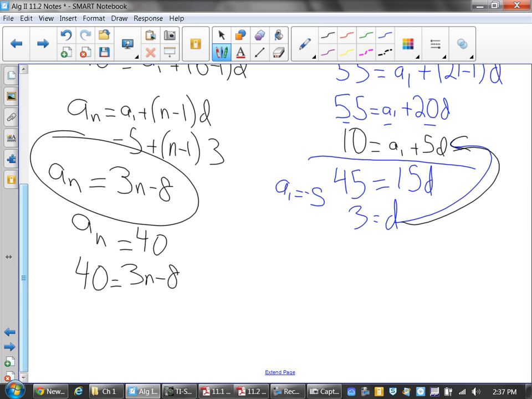What's n? That's the rule when you substitute. 16. How do you move it down here? The 16th term in that sequence is 40, is what that basically is telling me.